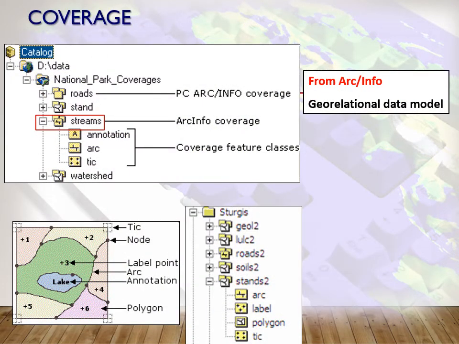So let's talk for a second about coverages. Coverages, again, is the older model, and what's nice about coverages, though, still, is that you can have more than one type of geometry. For example, in this coverage of streams, we have annotation, we have arcs, which are basically lines, and we have ticks, which are basically points. And we can also have topology, topographical rules. Sometimes a coverage is called a georelational data model.